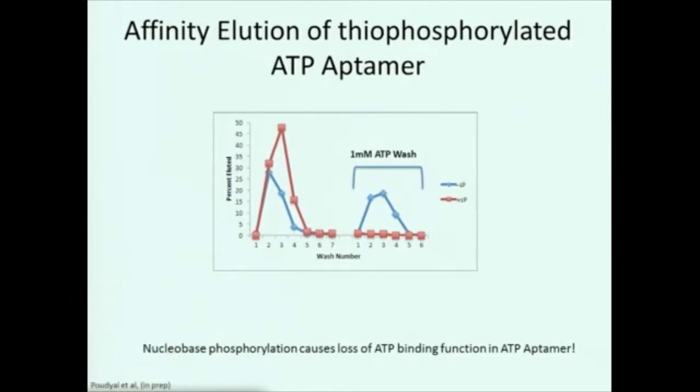So this could be a very interesting way of regulating functional RNAs in an RNA world, because if there was a functional RNA molecule that bound to NTPs, and if there were ribozymes that started phosphorylating these functional domains of the aptamers, then the aptamers would no longer be functional.